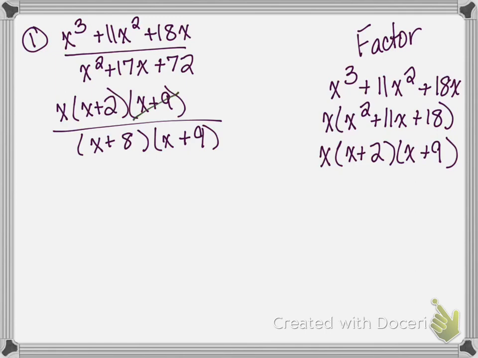So now we can cancel our x plus 9s, and so our final answer to this one is going to be x times x plus 2 over x plus 8, and that is our number 1. Okay, let's move on to number 2.